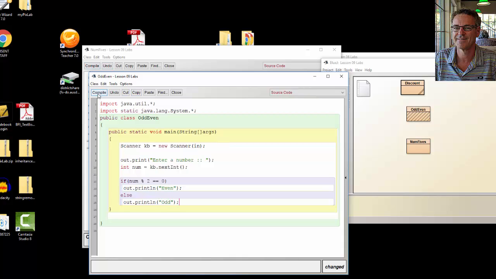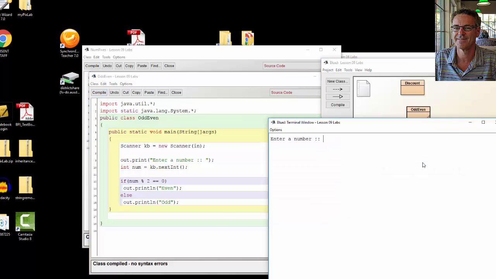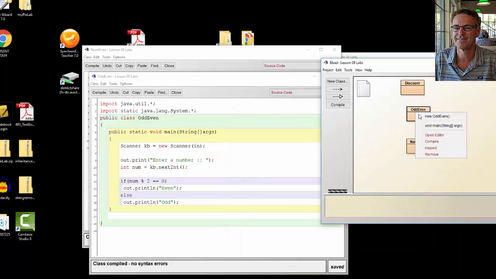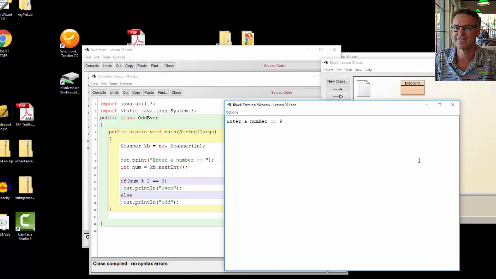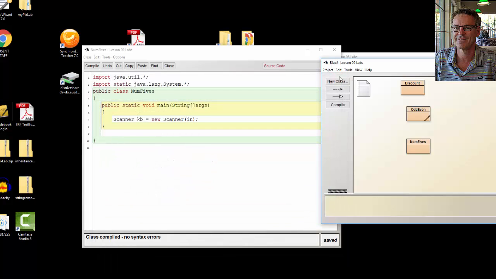And let's see how we type that in. Okay, good. Run it. Enter a number. So we'll say 12, and we see even. Good. Again, we'll put in 9, and we see odd. Looks like it's working.